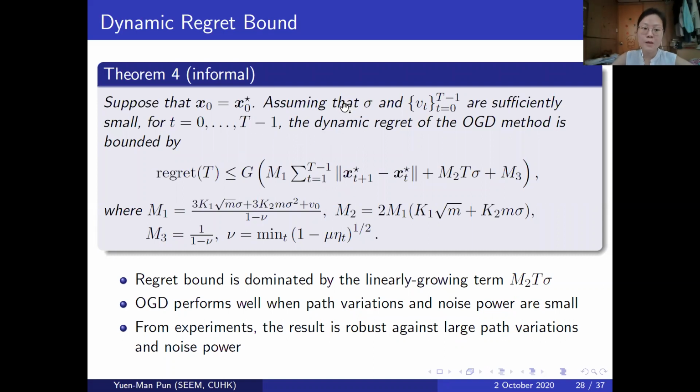As you can see, we have a quite strong assumption on the path variation and noise power, because we want to keep this in the local strong convexity region, right? However, in our experiments, the result is actually quite robust against large path variations and noise power. We haven't figured out why, and probably this can be studied in the future to see whether we can loosen our assumption a bit.